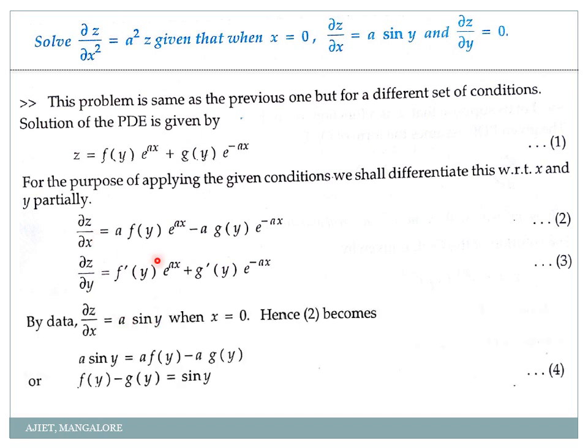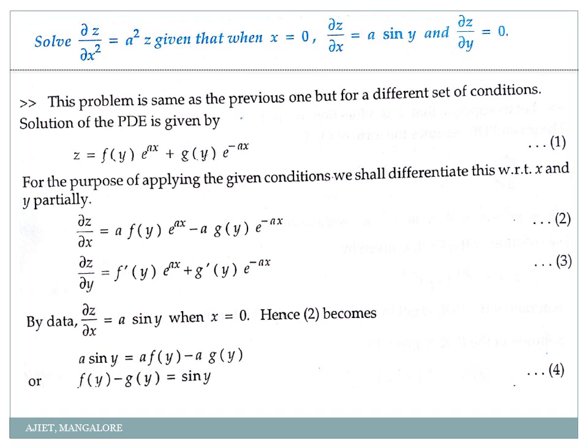So first condition is when x is 0, dou z by dou x is equal to a sin y. So I'll apply it in my second equation. So in the place of dou z by dou x, I am getting a sin y is equal to a into f of y, because x is 0, e power ax will become 1 and e power minus ax also will become 1. So I will get a sin y is equal to a into f of y minus a into g of y. So what did I do now? I just took a as a common term, I cancelled it. So I will get f of y minus g of y is equal to sin y. Call that as equation 4.